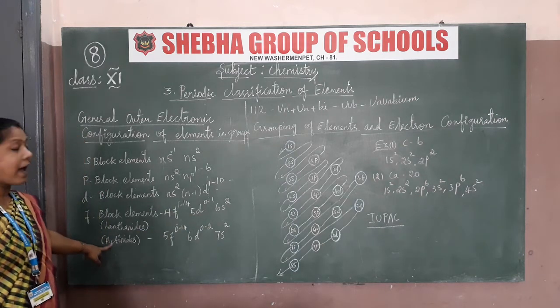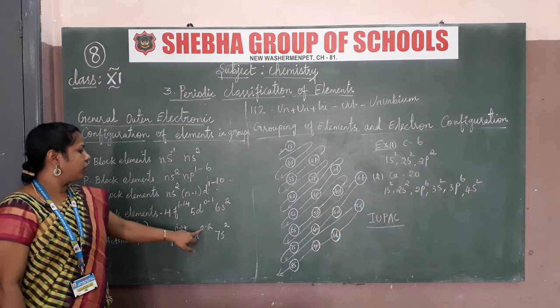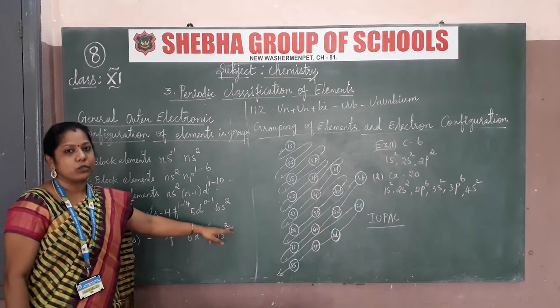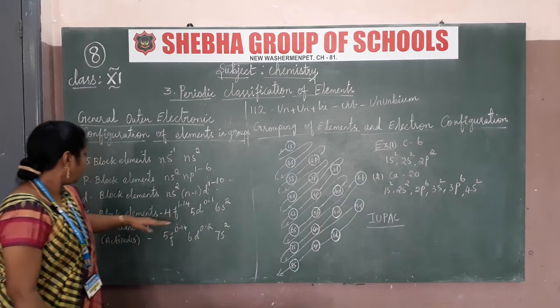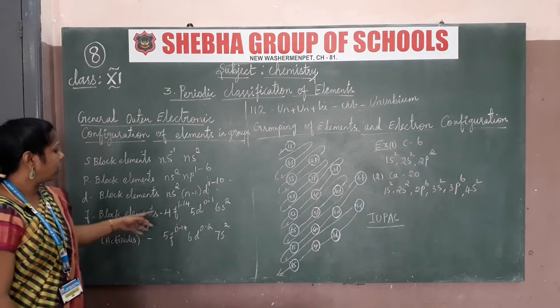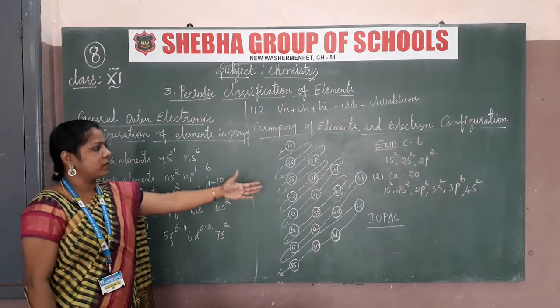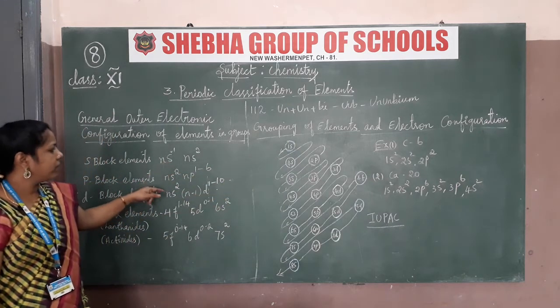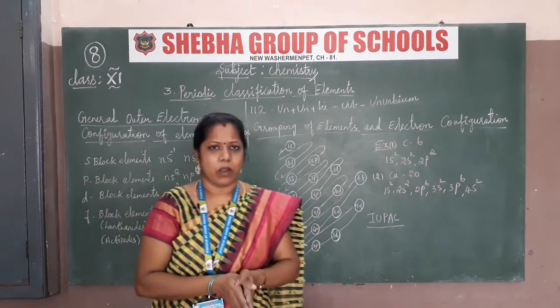And move on to the actinides: 5f 0 to 14, 6d 0 to 2 and 7s2. So this is the general formula. You have to learn the general formula of actinides and lanthanides, as they ask it for 2 marks, so you must practice this. Also, when you fill by the Aufbau principles, this will come naturally. Okay? So this is the procedure to write the electronic configurations.